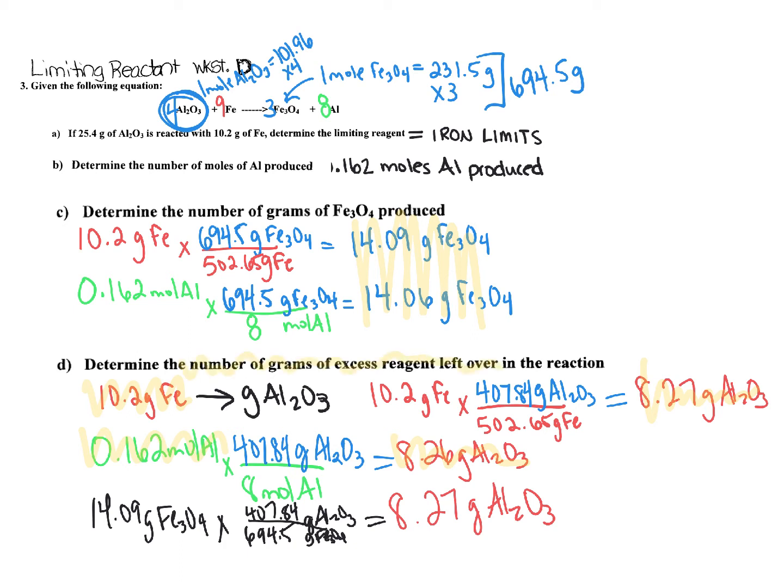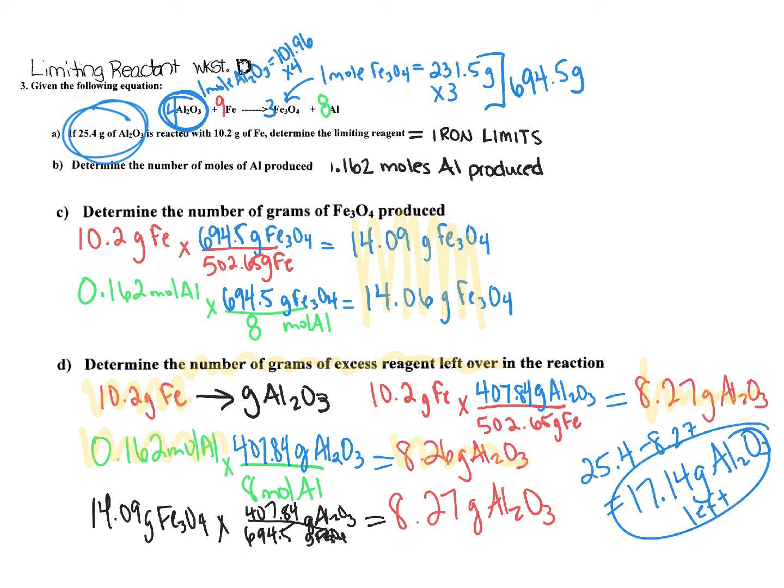Well, here's what the question is asking me. Determine the number of grams of excess reagent. Well, remember that up here it says we've got 25.4 grams of it. We're not going to use all of it. So let's find out how much we've got left. 25.4 grams minus the 8.27 grams that we know we're going to use. Well, that means we're going to have 17.14 grams of aluminum oxide left over because we're only going to use 8.27 grams of it. So that is how much we have left.